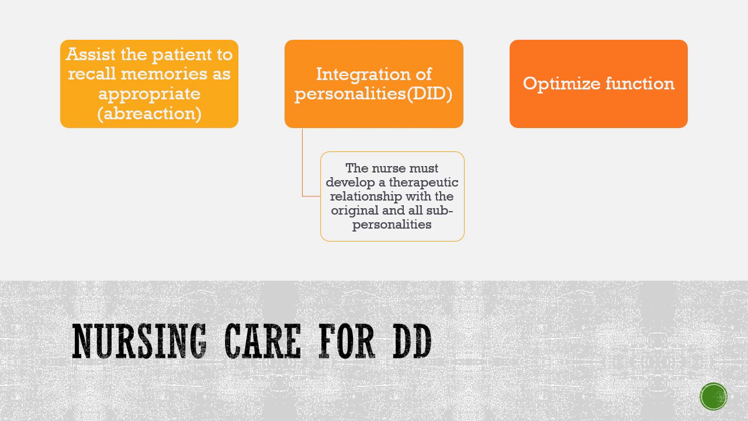Integration of the personalities is another goal. The nurse must develop a therapeutic relationship with the original and all sub-personalities in order to help them integrate or better feel supported and safe in order to be able to deal with the issue or trauma that each one is facing. And then we want to optimize function, ADLs, and self-care of the patient who's experiencing the dissociation.